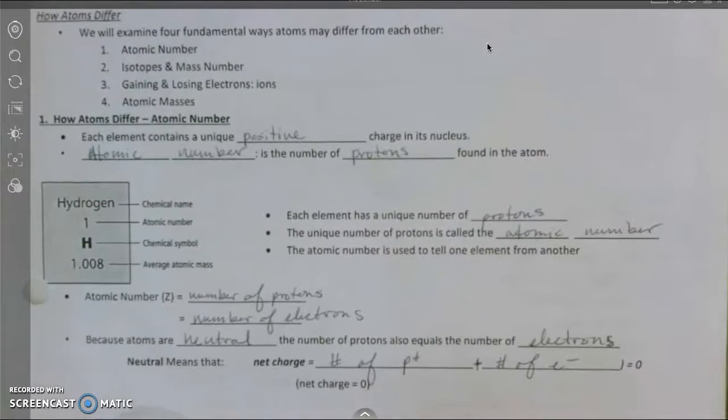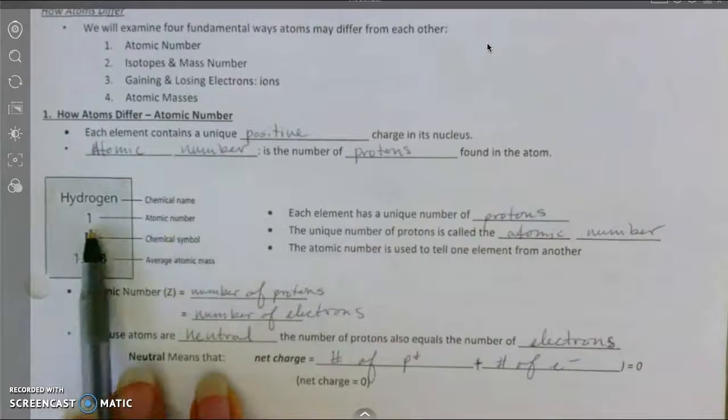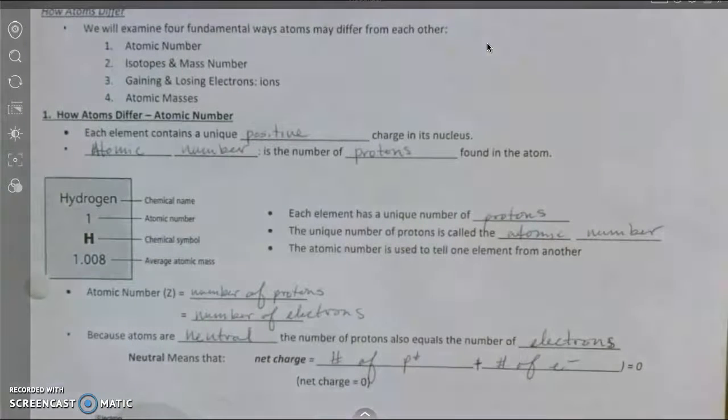So, first thing, what makes an element unique from other elements is its positively charged particles, the protons, found in the nucleus of the atoms. The atomic number is the number of protons found in that atom. So when I look at my atomic number here for hydrogen, there's one proton found in the nucleus of a hydrogen atom. That means if our atomic number is different for every single element, the number of protons is different for every single element.